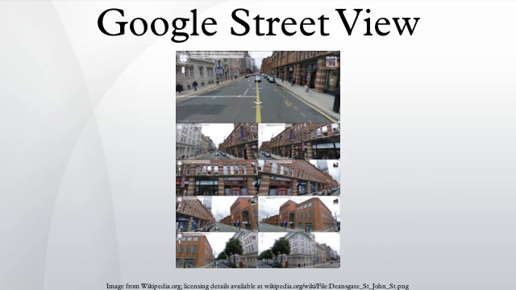Google Street View is a technology featured in Google Maps and Google Earth that provides panoramic views from positions along many streets in the world. It was launched on May 25, 2007, in several cities in the United States, and has since expanded to include cities and rural areas worldwide.